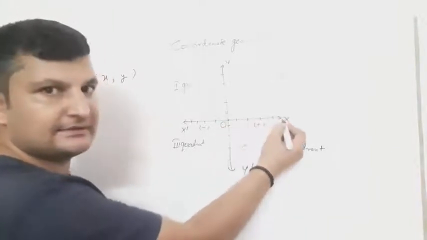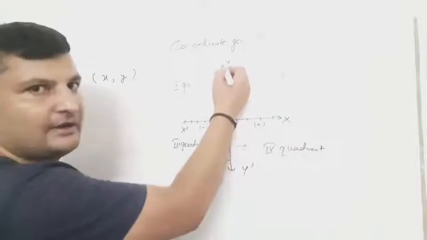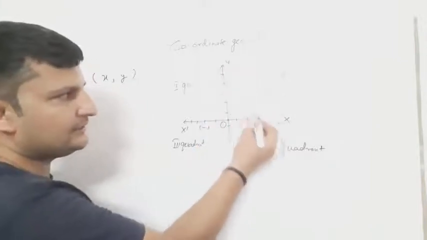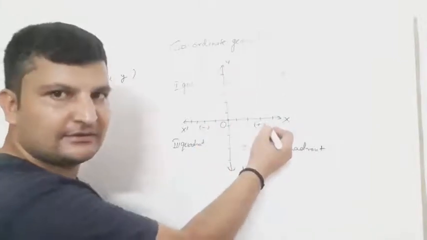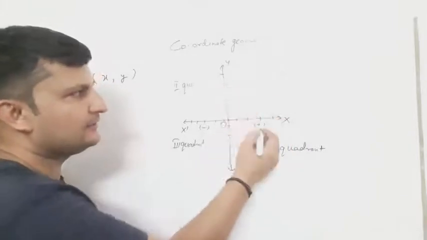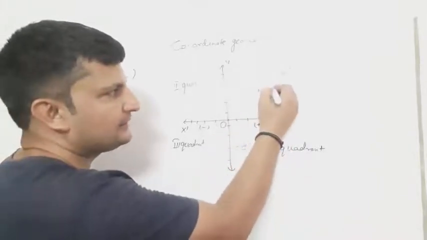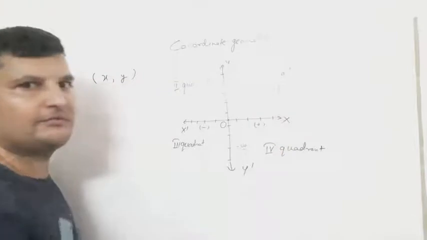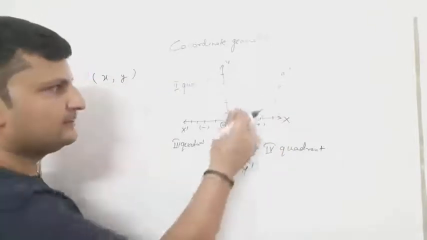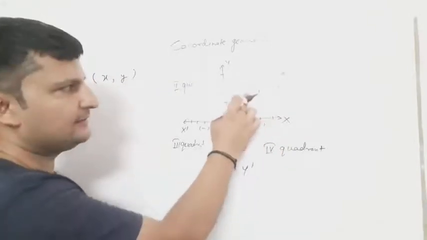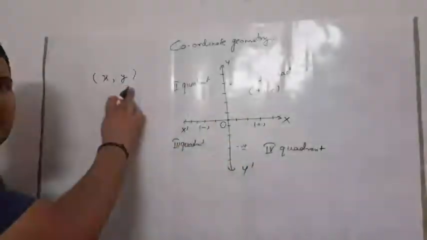This is the x-axis, this is the y-axis. Here all are positive. Look, x is also positive and y is also positive. So we can write the coordinates in the form of positive and positive, because the first one is x-axis, the second one is y-axis. We have written it here.